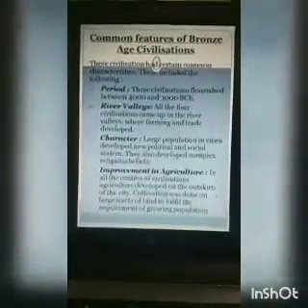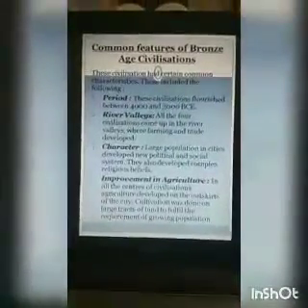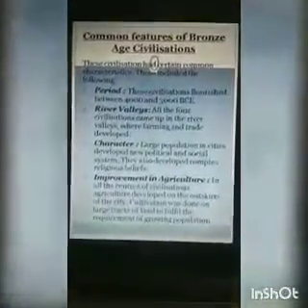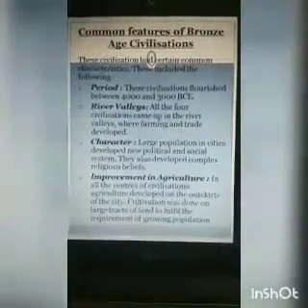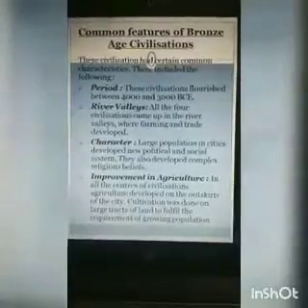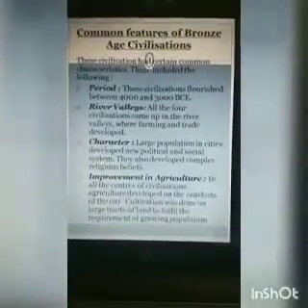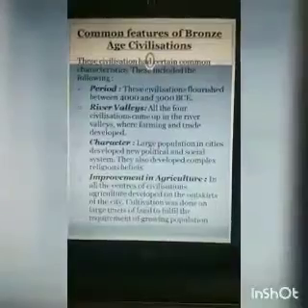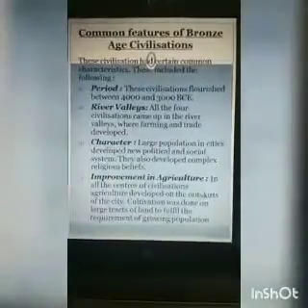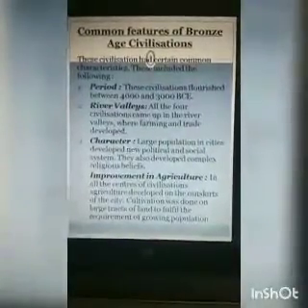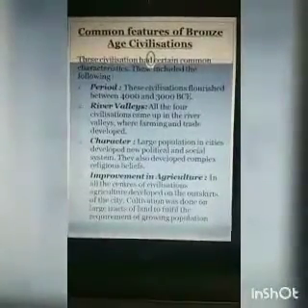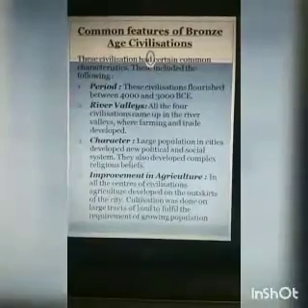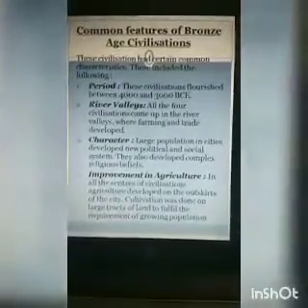Now, common features of Bronze Age civilization. All these civilizations have certain common characteristics. These include the following. The first one is period. All of these civilizations flourished between 4000 and 3000 BCE, which I already told you means before Common Era. Second one is river valleys. All the four civilizations came up in the river valleys where farming and trade developed.